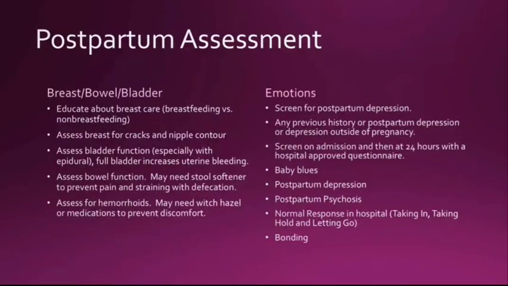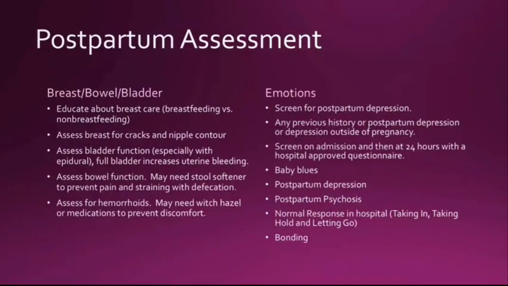As far as bowel and bladder function, we'll do bladder function first, especially if they had an epidural. When we give someone an epidural, it's going to numb their bladder, so they're not going to have the sensation of needing to go to the bathroom, so their bladder can become over distended. And what you should know is that a full bladder is going to displace the uterus, which is going to increase the uterine bleeding that they can have. So a full bladder can actually predispose them to having a postpartum hemorrhage. So we want to make sure they're emptying their bladder.